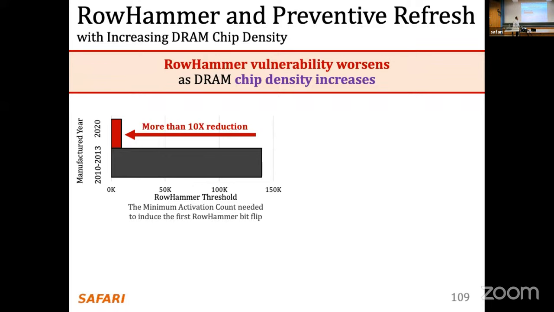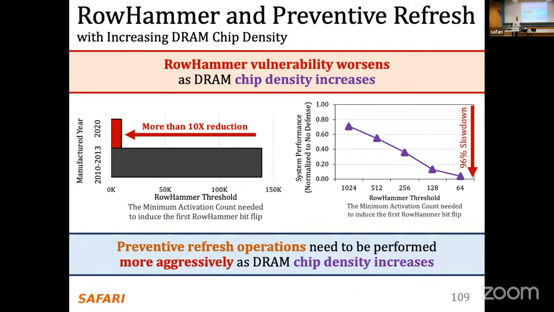And if we project the performance overhead of the most scalable RowHammer defense mechanisms, we can see that when the RowHammer threshold goes to less than 100, around 64 activations, we see about a 96% slowdown in the system. So you spend most of your time doing preventive refresh operations, which is a sort of maintenance operation. So your availability is really bad as this vulnerability gets worse.